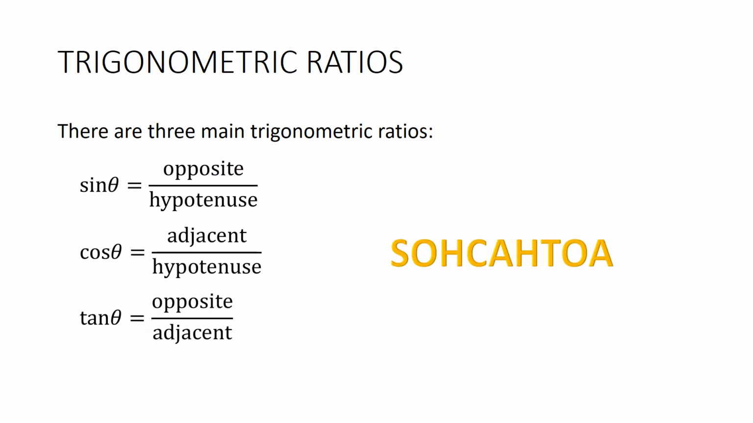There are three main trigonometric ratios. They're sine, cos and tan, and they're defined as follows. Sine is opposite over hypotenuse, cos is adjacent over hypotenuse, and tan is opposite over adjacent. And we use the acronym SOHCAHTOA to remember all of this. So this is what it stands for. Sine is opposite over hypotenuse, cos is adjacent over hypotenuse, and tan is opposite over adjacent.